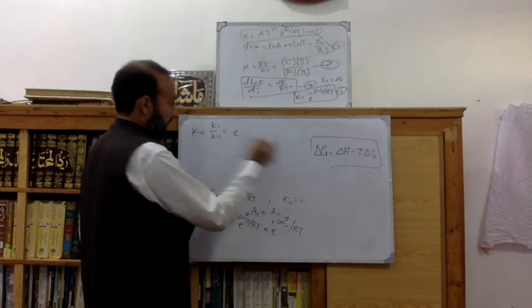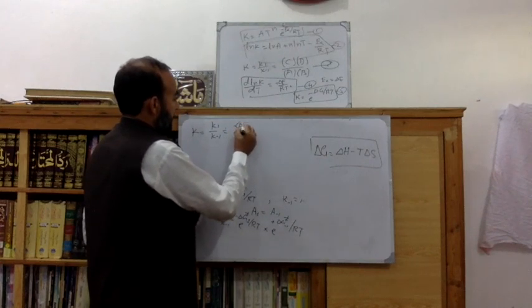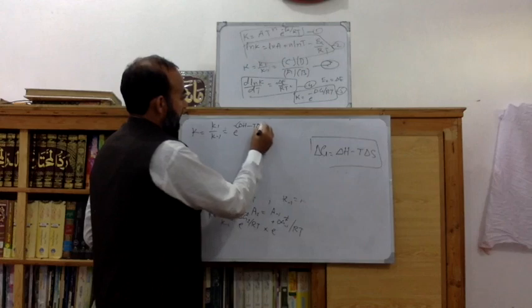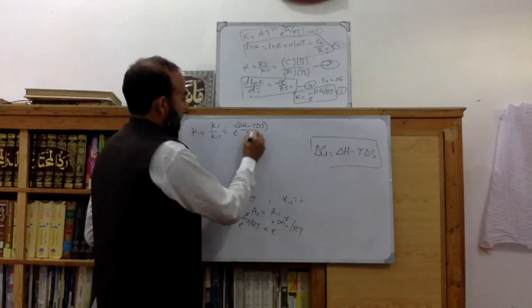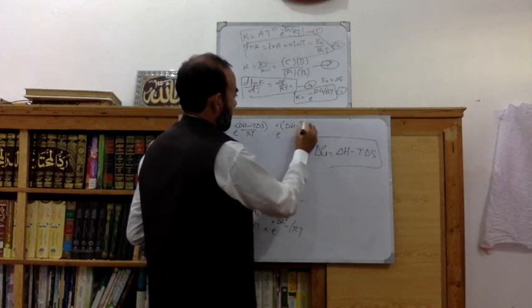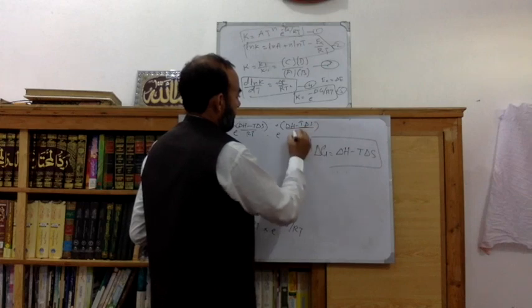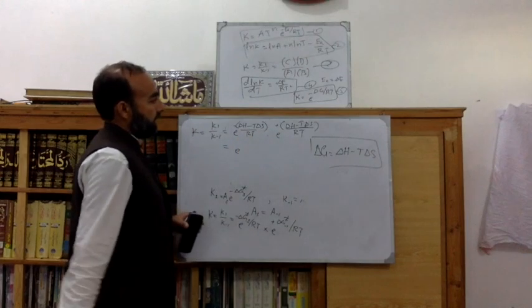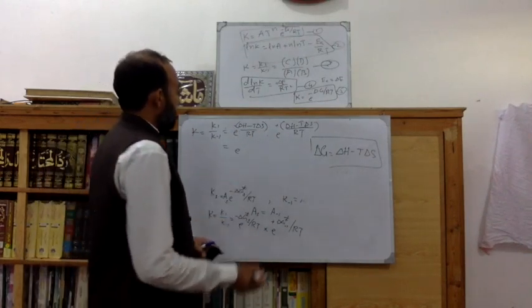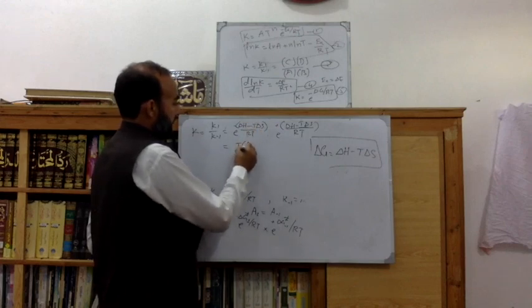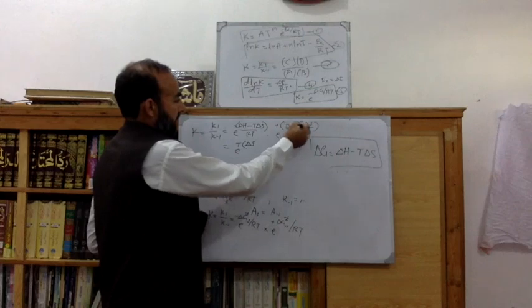So we have K forward over K reverse equal to e raised to minus ΔH minus TΔS over RT, and this is e raised to plus ΔH minus TΔS over all RT. Just separating the terms, we can separate the enthalpy term and the entropy term. Taking the entropy term, T is common in both, and this term becomes plus, minus into minus, and this term is already minus.